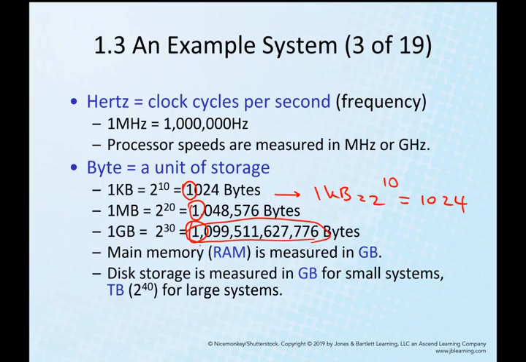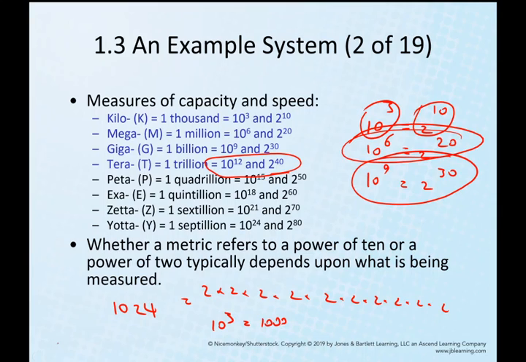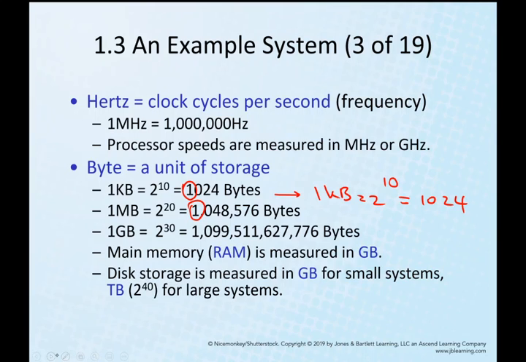1 gig is 2 to the power of 30. In fact, it's not exactly 1 with 9 zeros. It should be 9 zeros, not 12 zeros here, because we know that 1 gig is 10 to the power of 9. So it has 9 zeros, but here I see 1, 2, 3, 4, 12 zeros. So this one is not correct.